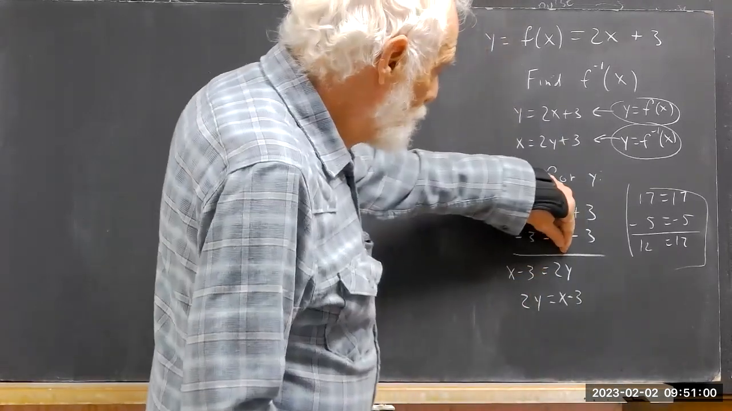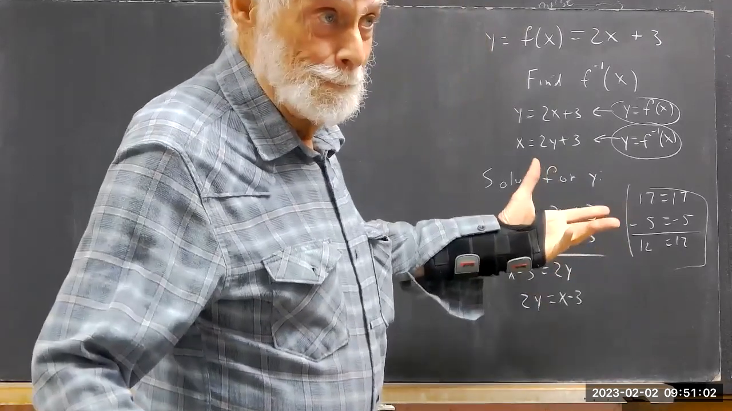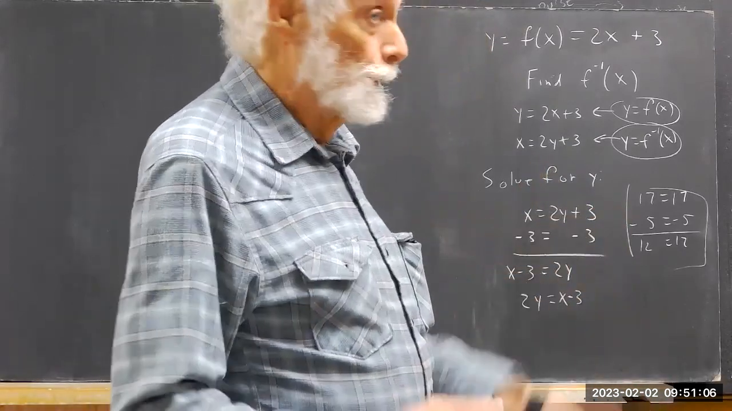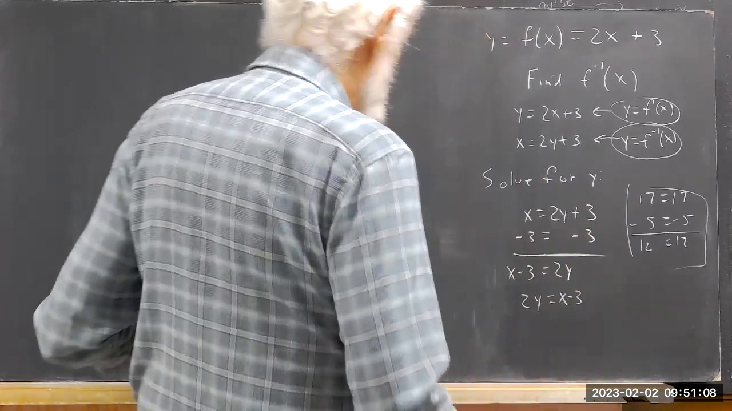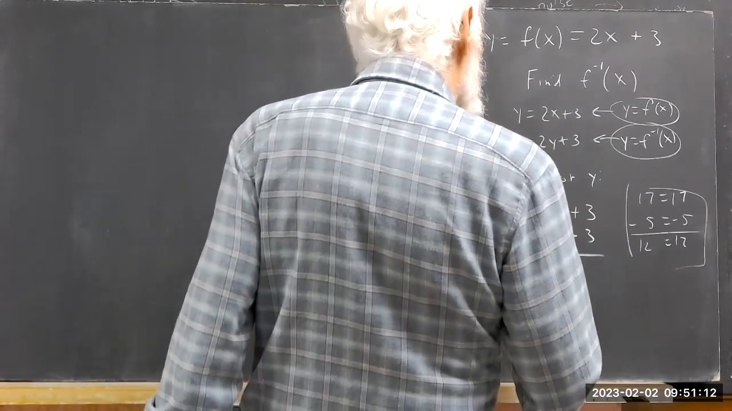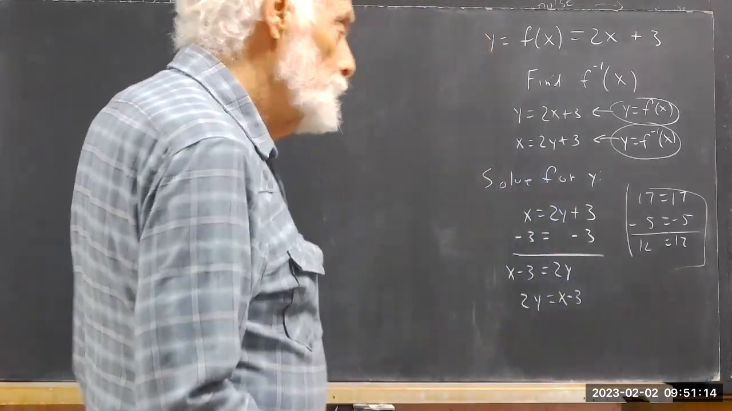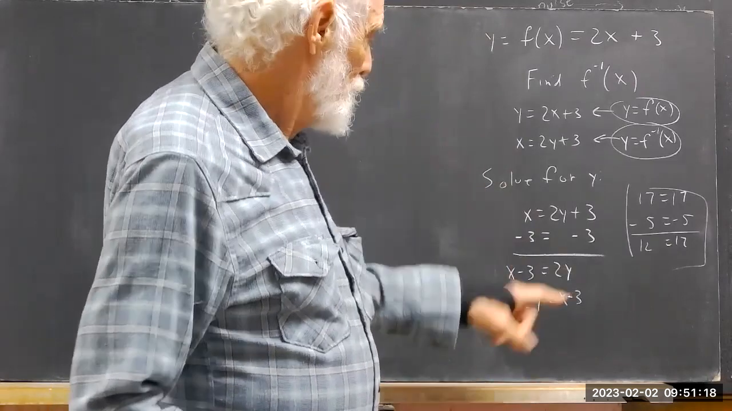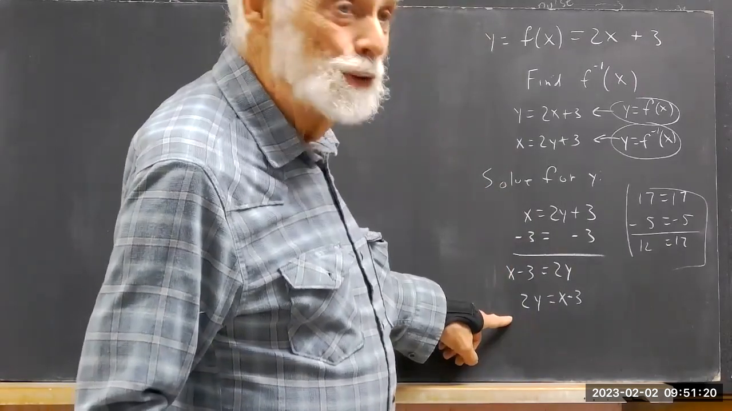Because if they're equal this way, they're equal this way. It doesn't matter in which order we write two equal things, they stay equal. So we got 2y equals x minus 3. You've got y. A lot of people want to subtract the 2. Well, subtracting 2 doesn't do anything.